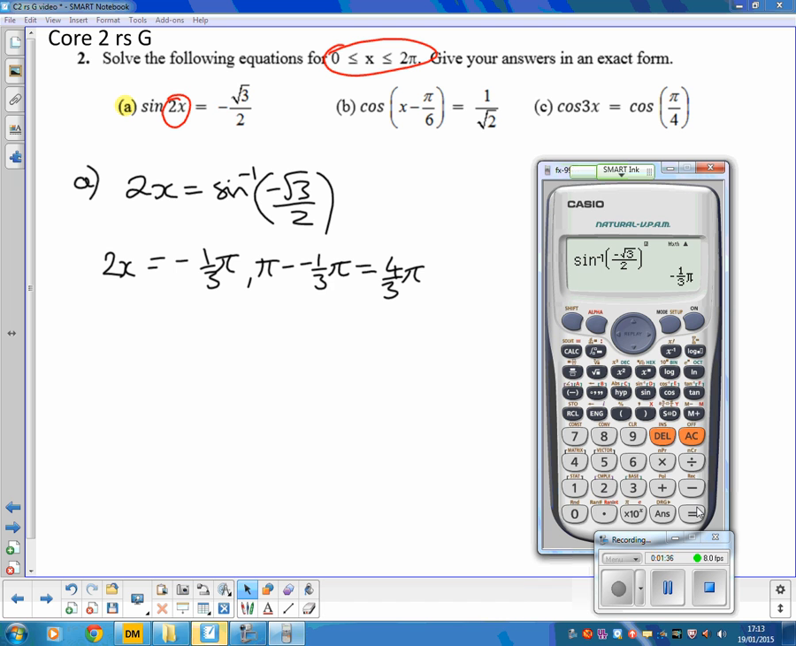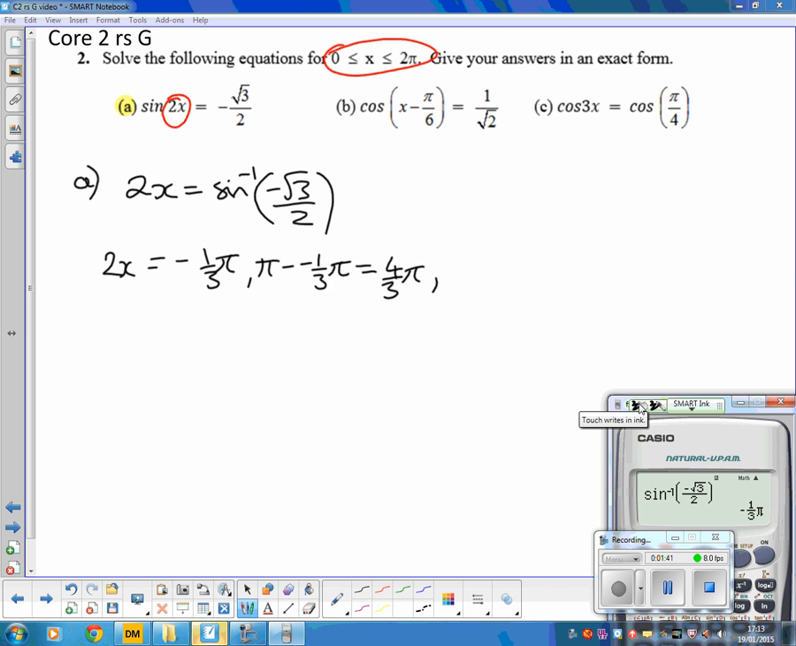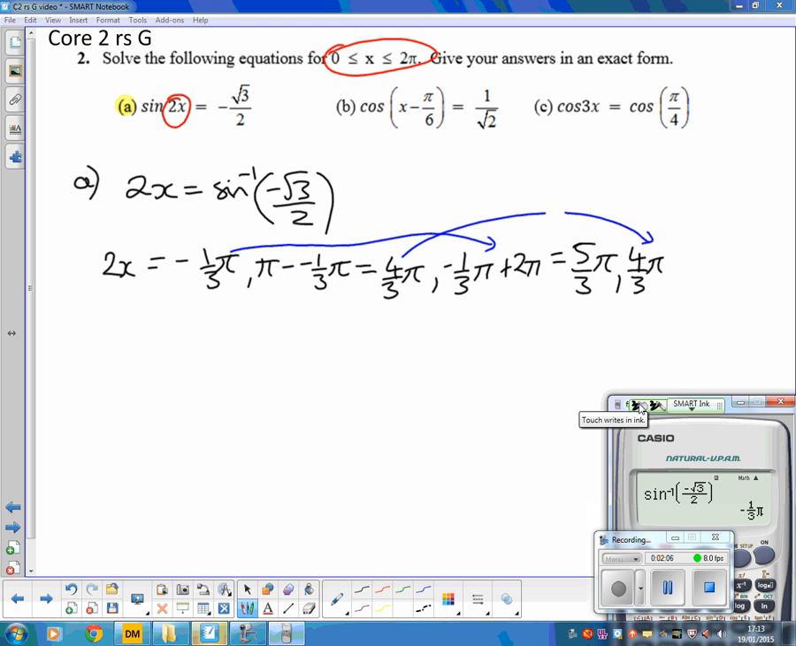I'm also going to need some more solutions. So this is going to be between 0 and 2 pi. So the next solution is to take the first one and add on 2 pi, which is going to give me 5/3 pi. And then to find another solution, I take the second solution, 4/3 pi, and add on 2 pi.